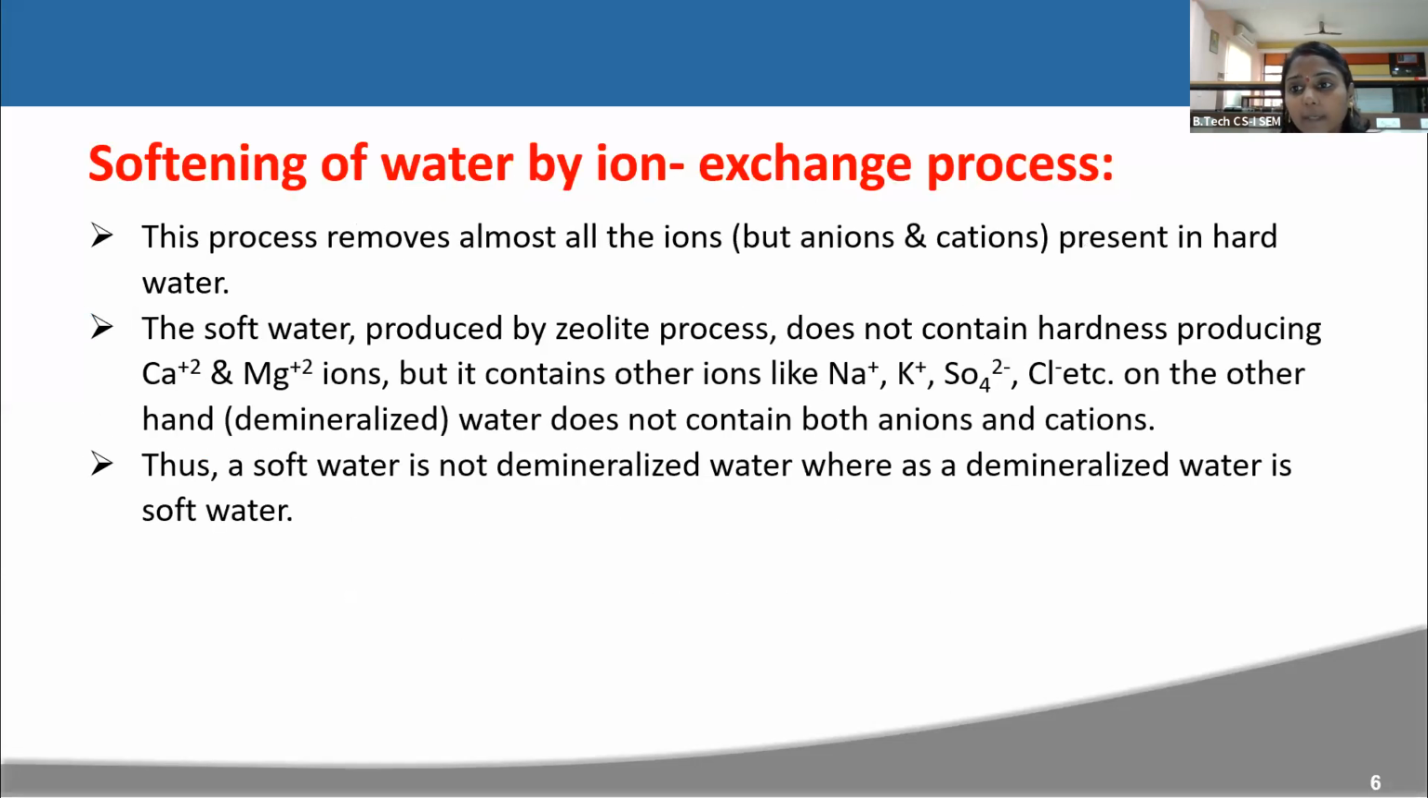How many towers are present in the ion exchange process? Anybody? In the ion exchange process, how many towers are present? 2, ma'am. Very good. What is the first tower name? Cation exchange resin. Super. And the second one is anion exchange resin.